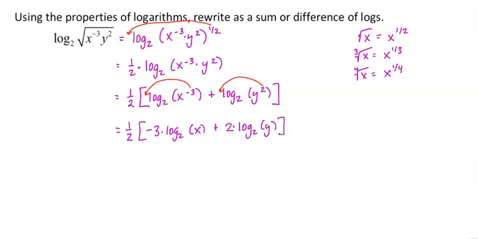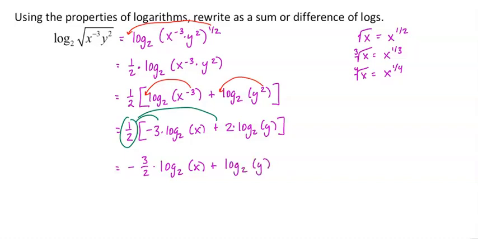To finish off this problem, our last step is that we're going to distribute our 1/2 to each one of those terms inside of our parentheses or brackets here. So 1/2 times -3, we have -3/2 times log base 2 of x, plus 1/2 times 2. Those simplify just to 1, so then we have 1 times log base 2 of y.